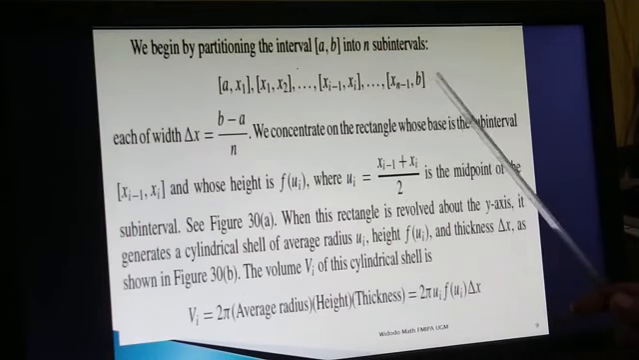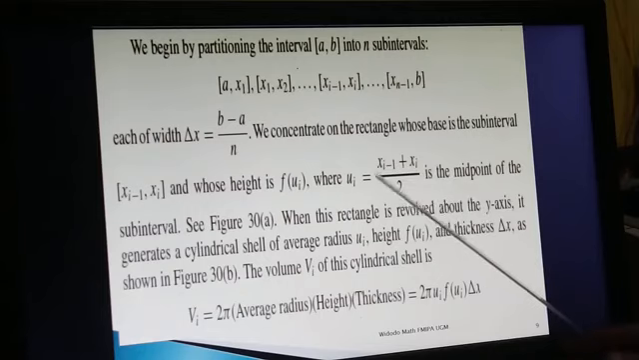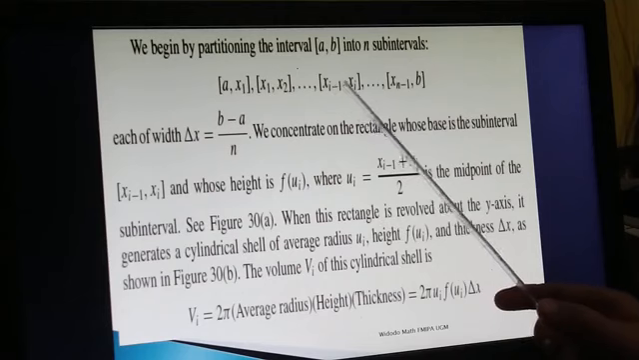After we have this partition, we assume that delta x is equal everywhere, that is (b minus a) divided by n, meaning the subintervals are equal. Then the average of x(i minus 1) and xi is (x(i minus 1) plus xi) divided by 2. This is called ui. Actually, ui is in the middle of the interval [x(i minus 1), xi].